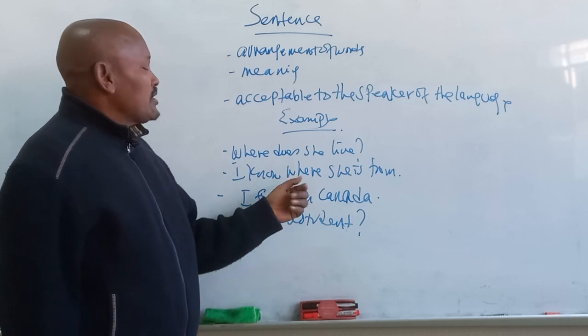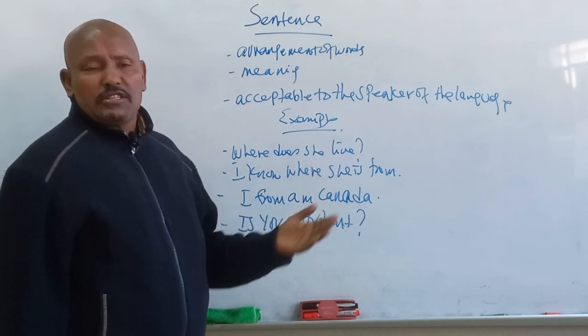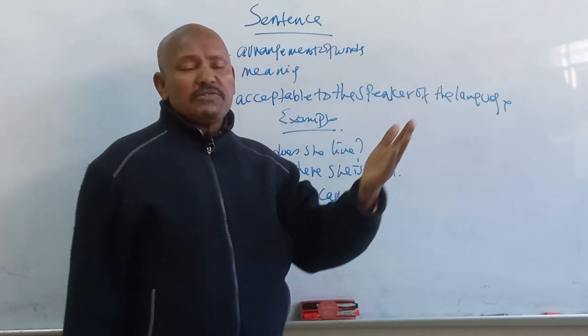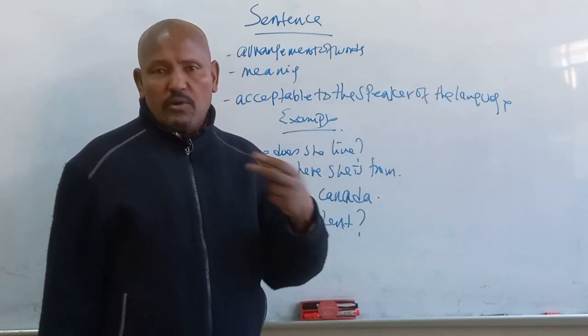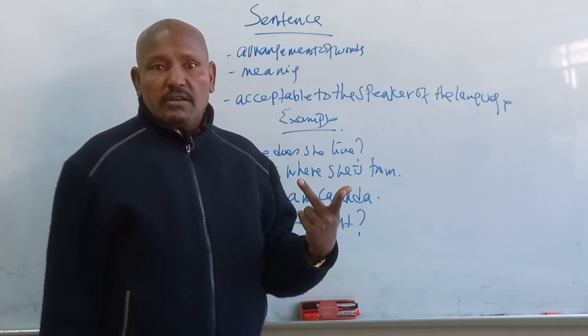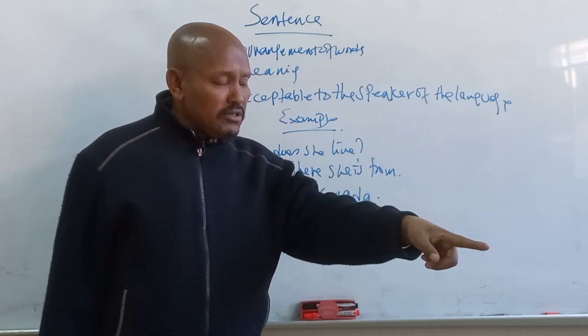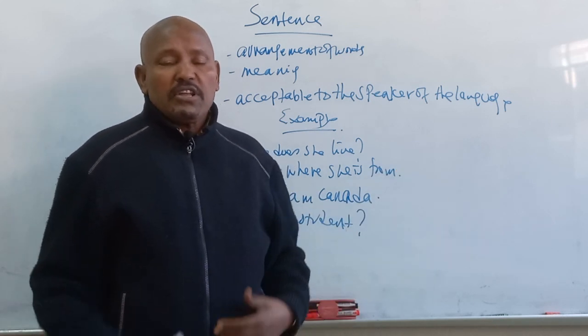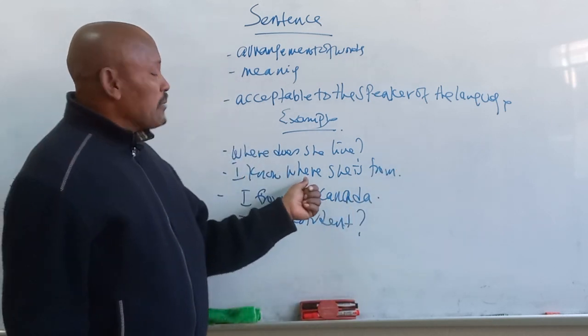The second one, I know where she's from, is an indirect statement. I know where she's from. Yeah, she's from Canada, she's from Japan, she's from Sudan, she's from America. We can say it. Are you from Japan? Yes, I'm Japanese, I'm from Japan. Acceptable? Yes. The arrangements are absolutely right.